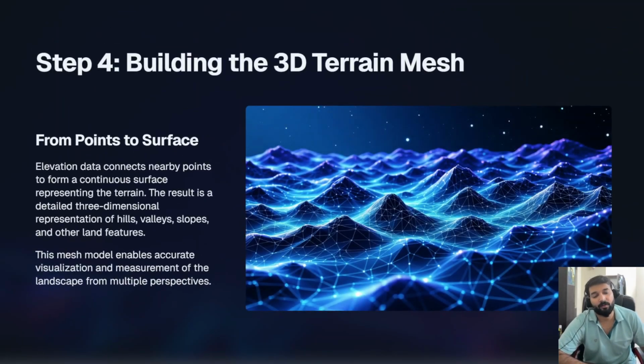Step 4. Building the 3D terrain mesh. Next, the elevation data is used to generate a 3D mesh model. This mesh connects nearby elevation points to form a continuous surface that represents the terrain. The result is a detailed three-dimensional representation of hills, valleys, slopes, and other land features.